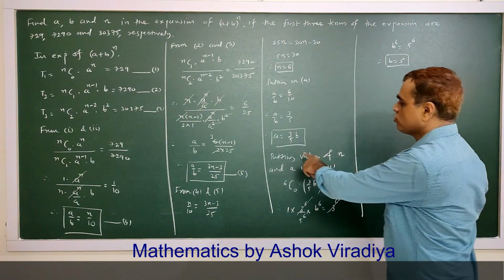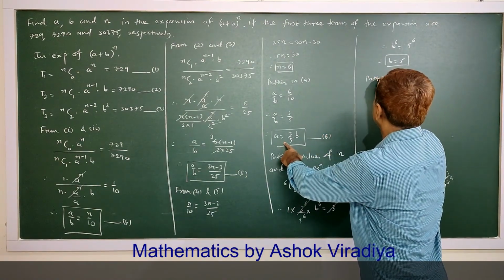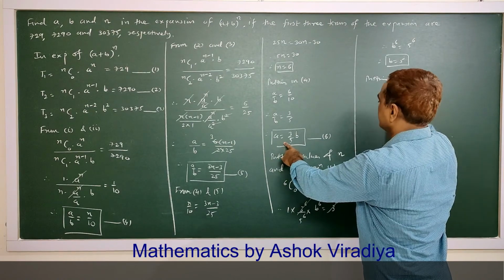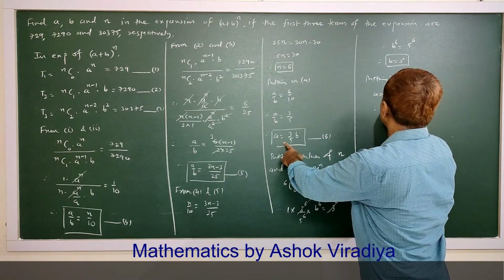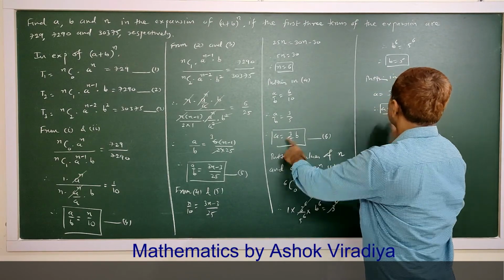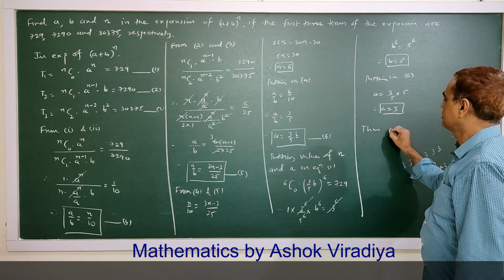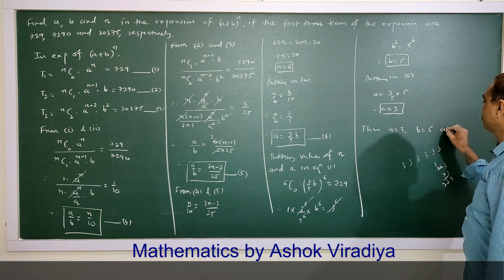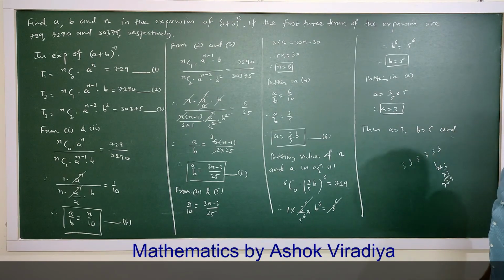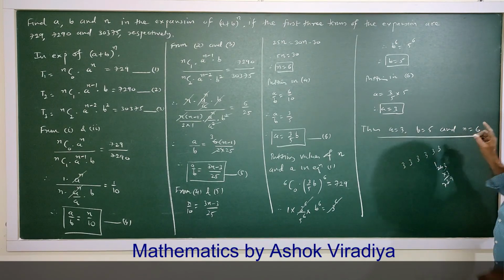So putting this value of b in equation number 6, a is 3 by 5 into 5. So a is 3. Thus, a is 3, b is 5 and value of n is 6. So these are the required values.